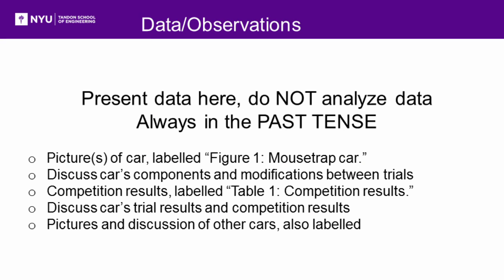Now, data and observation. This is, in my mind, the most important section, because as I told you before, the data is the most important element of the report. So what we're looking for here, and this would again be a mousetrap car lab, is a picture of the car labeled like so, figure 1: mousetrap car. You're going to discuss the car's components and any modifications made to the car between trials. You'll discuss the competition results, making reference to your table that will contain the competition results. You'll discuss the car's results, and then again, the competition results. And then ideally, you would have pictures of the other cars, and you would discuss those other cars in this section, just what they look like.